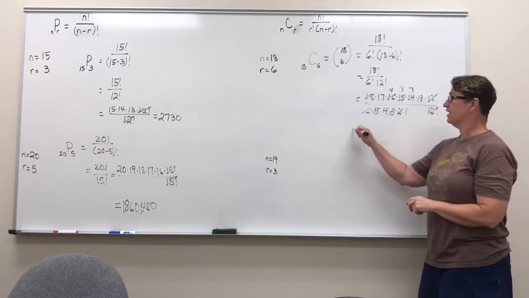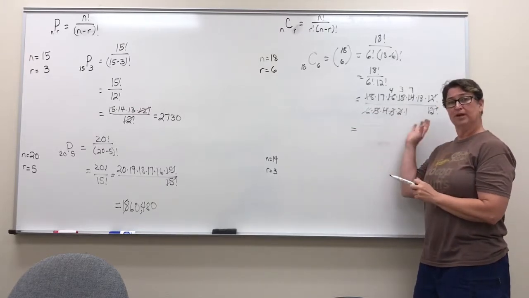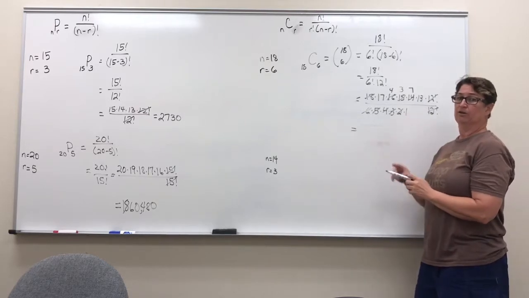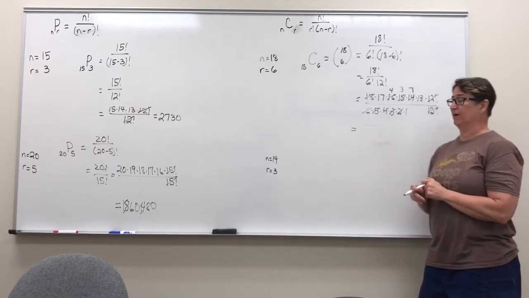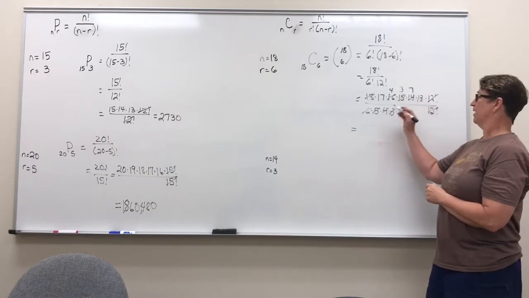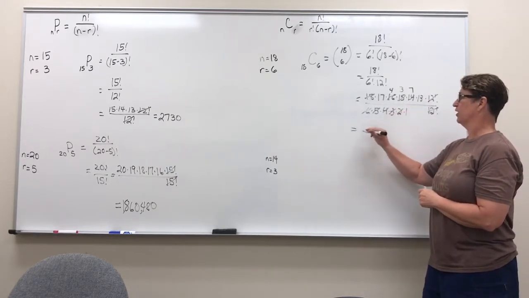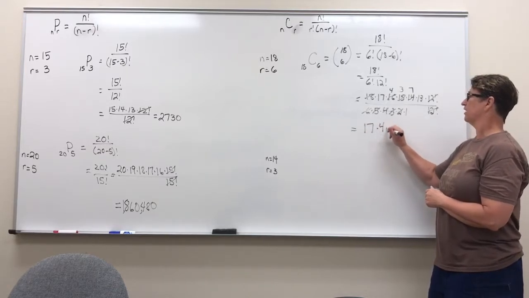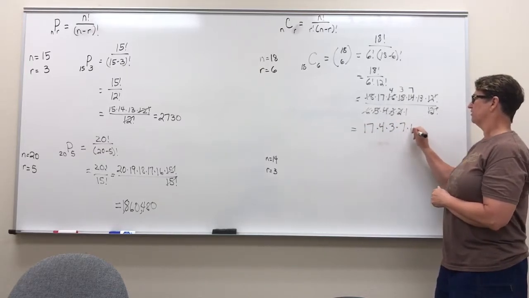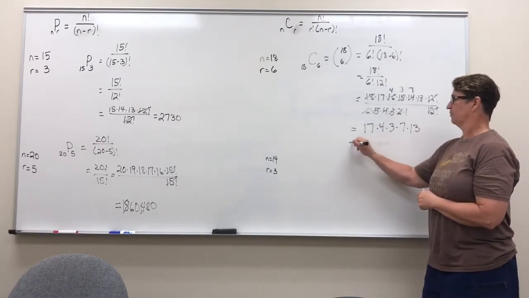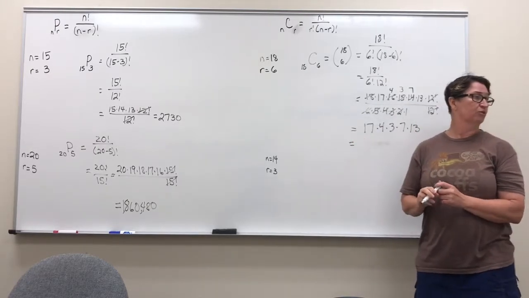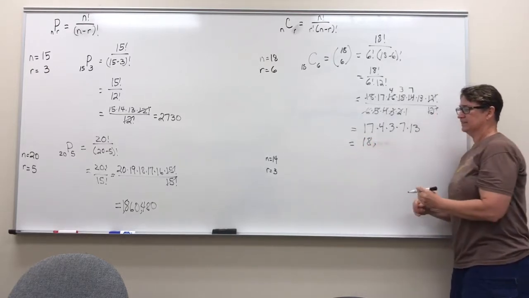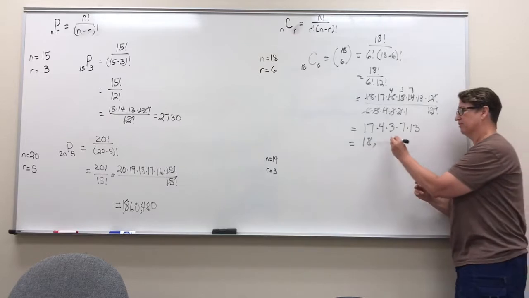So in each one of these, you should be able to reduce it down so that only 1 is on the bottom. You should be able to simplify it all the way down to that. So now it's just a matter of doing this multiplication. What I'm left with is 17 times 4 times 3 times 7 times 13. So with a little multiplication work there, I determined that that's 18,564.